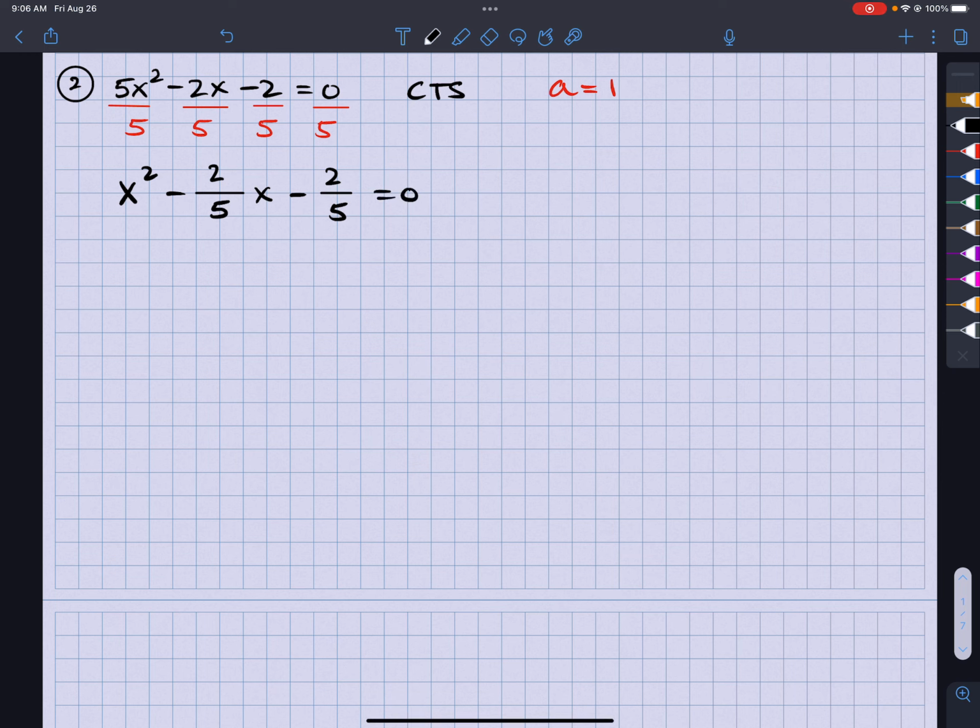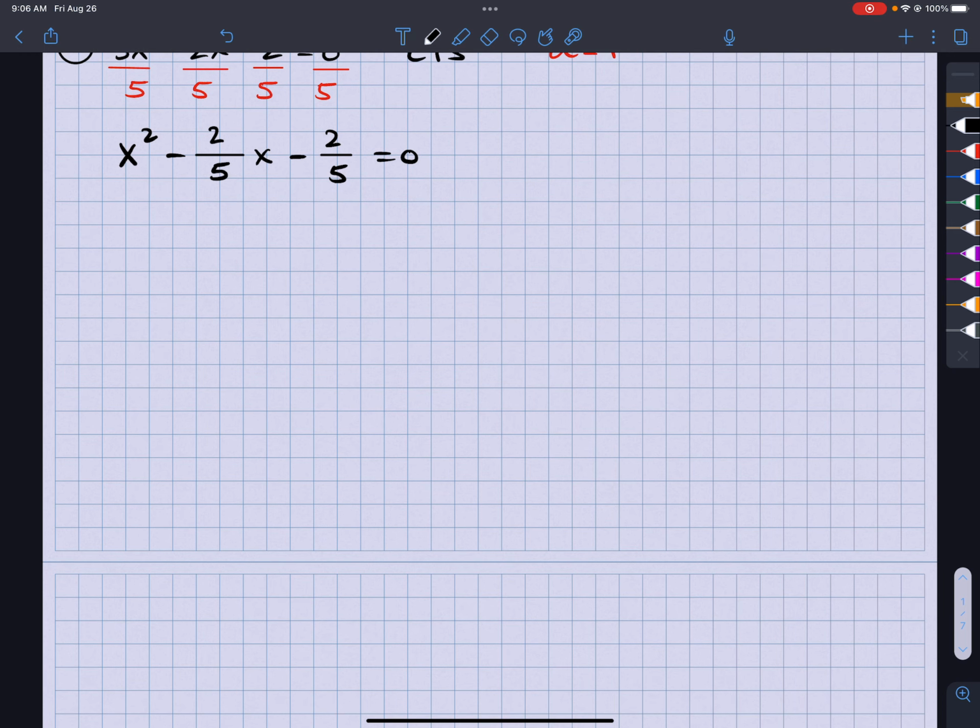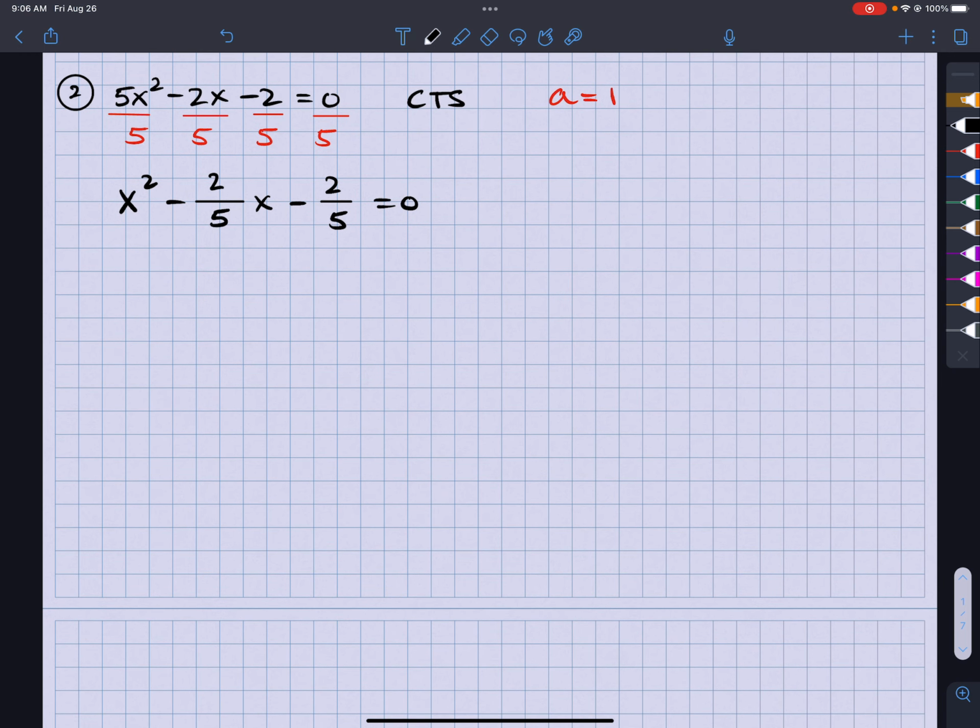The next step is to bring the c, the old c, to the other side because this relationship is not going well. So now I need to kick the old c out. So x squared minus 2/5 x is going to equal 2/5 because I have to add it over to the other side.